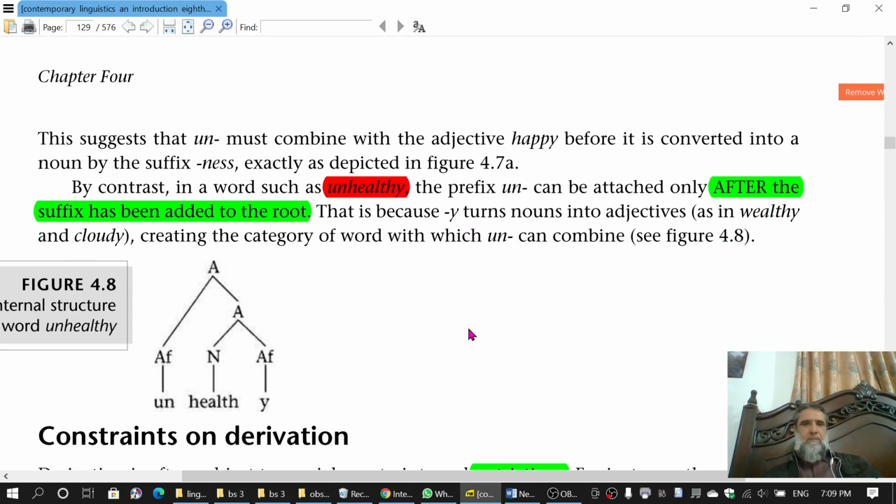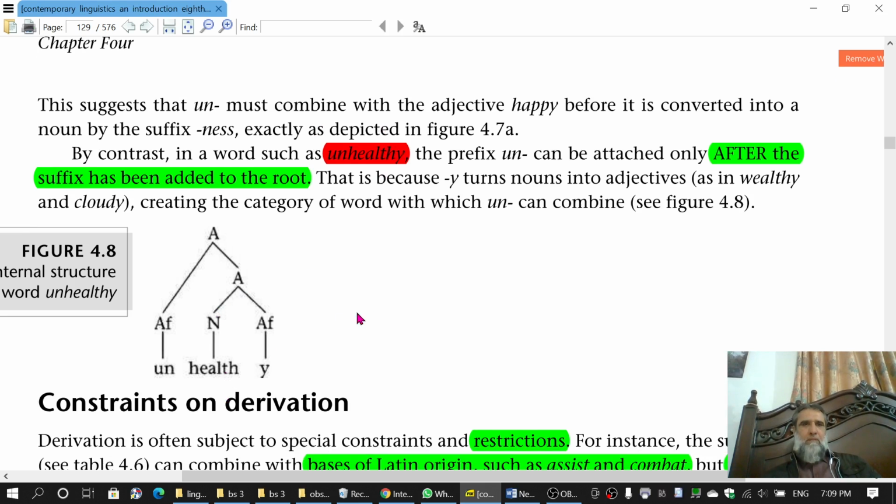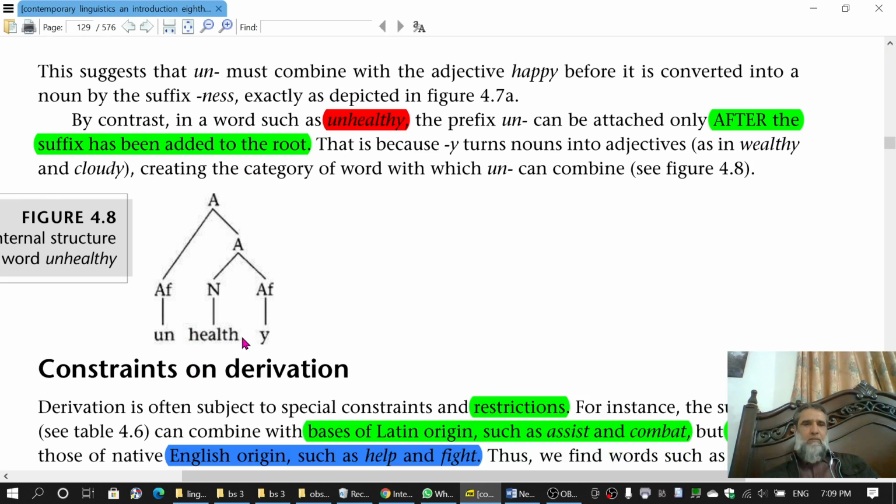Then you have the problem of this word unhealthiness. It is more probable that if we take the root as a noun, for example, health is a noun, then we do not add un first. As we said, it is with the adjective that un is frequently used, not with the noun. Therefore, this cannot be the case that first you add un with health, making it unhealth, and then adding y to it, making it unhealthy.